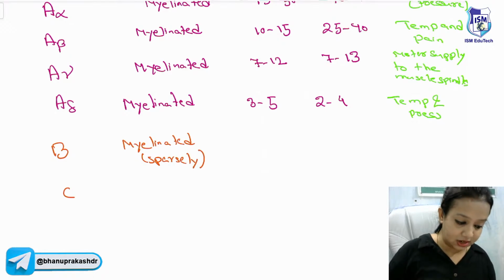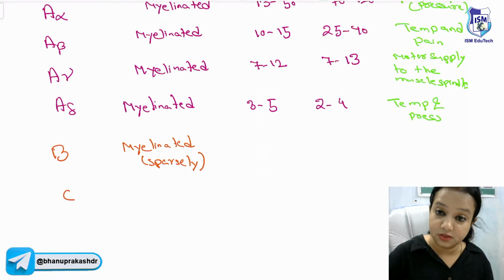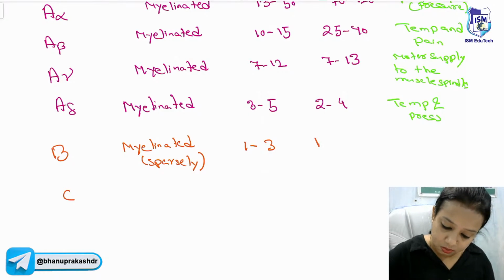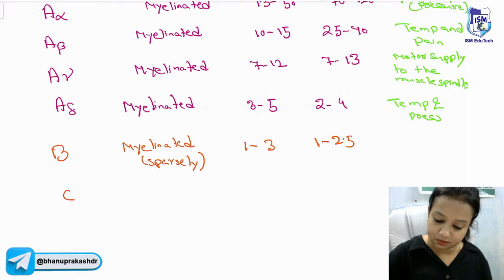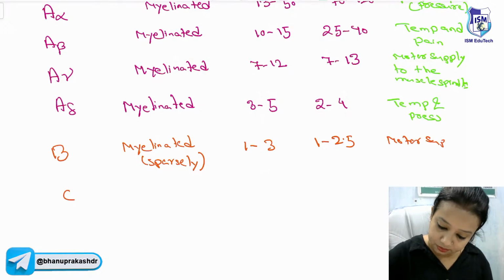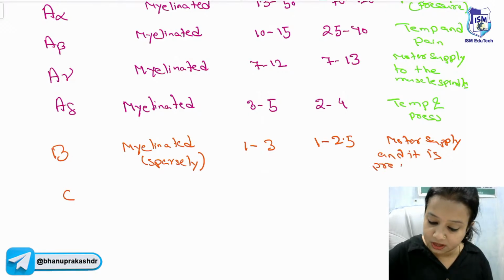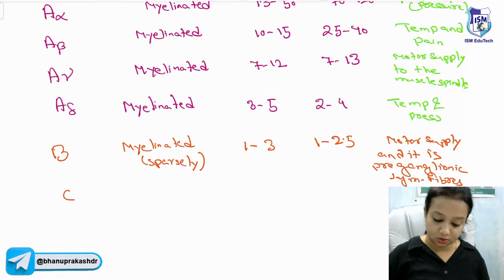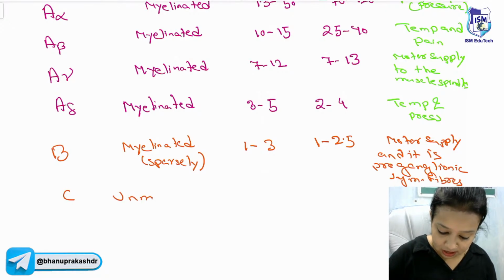Okay, it is myelinated sparsely, and the diameter is very less. It is about 1 to 3, and the velocity of conduction is also very slow. It is about 2 to 2.5, and it also has a motor supply. So its function is the motor supply, and it is the preganglionic sympathetic fibers.